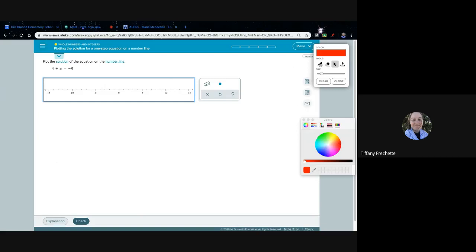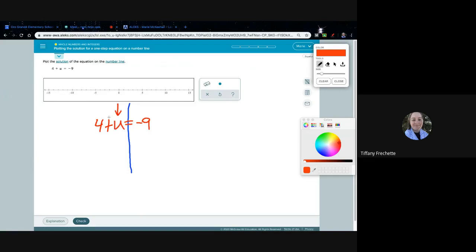All right, so we have 4 plus u equals negative 9. So we want to get u all by itself. That's our variable right now. And I'm giving you this so that you remember there's two sides of the equal sign. So we want to undo whatever's being done to the variable. In this case, we're adding 4.